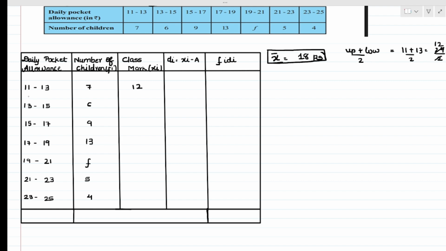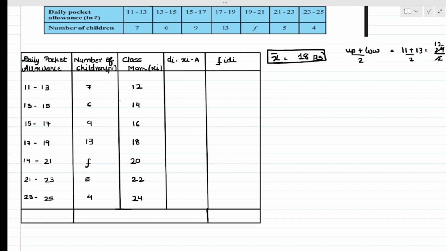Now, as you can see, the difference of 13 minus 11 is 2. So you just need to add 2 to your class mark each time. 12 plus 2 gives you 14. 14 plus 2 gives you 16. 16 plus 2 gives you 18. 18 plus 2 gives you 20. 20 plus 2 gives you 22. 22 plus 2 gives you 24.